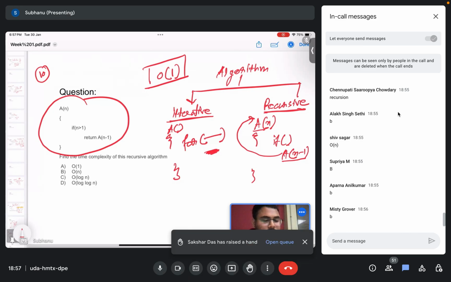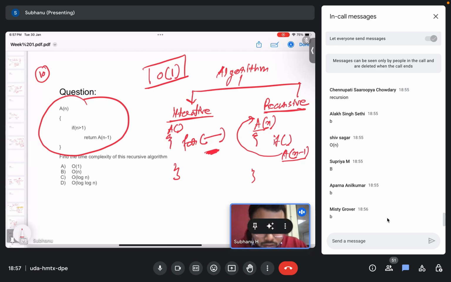Okay, so these are basically two types of algorithm. Yeah, sure. Please type your question in chat, or you can unmute. Sir, I would love to speak, sir.